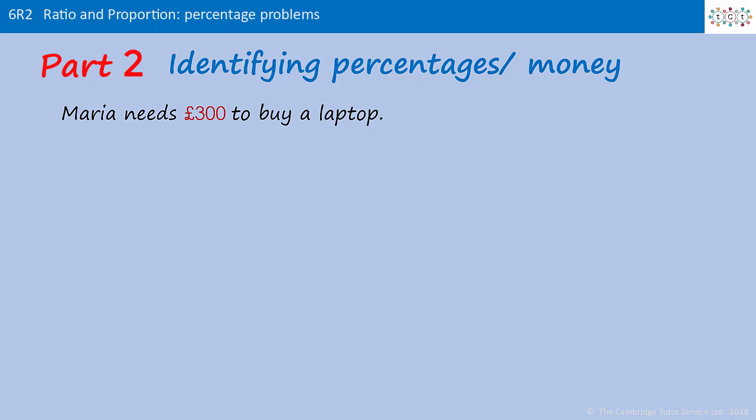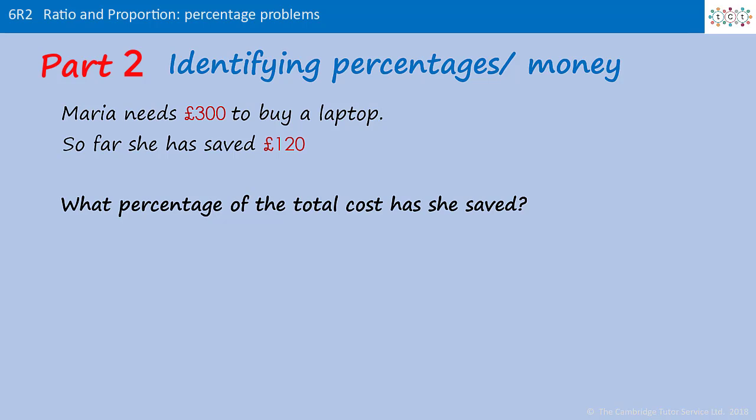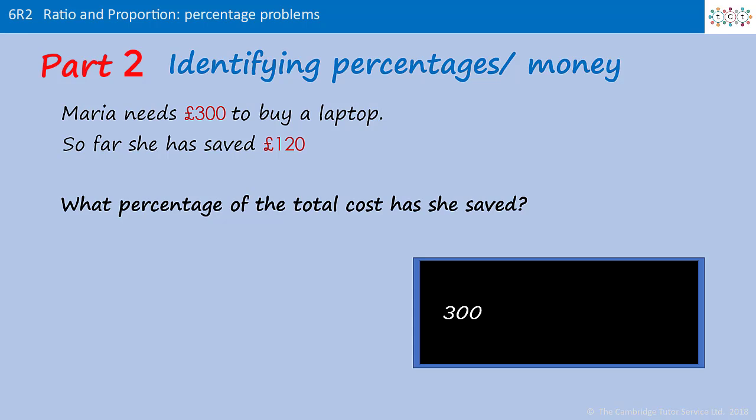These types of problems are a little bit different, and need a slightly different method to solve them. Maria needs £300 to buy a laptop. So far, she has saved £120. What percentage of the total cost has she saved? Out of the total £300 that she needs, Maria has saved 120. So we put 120 as the numerator and 300 as the denominator.